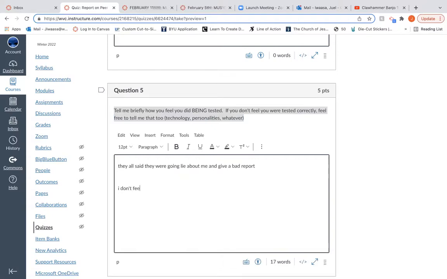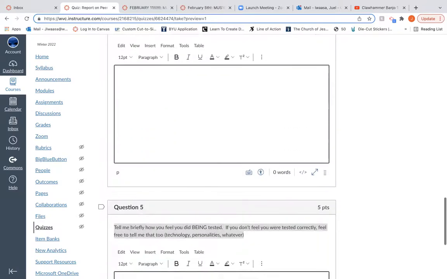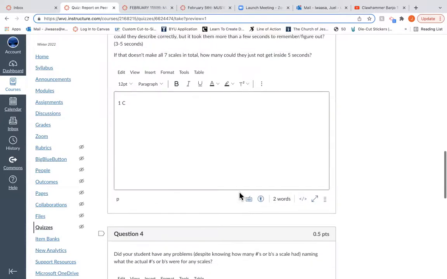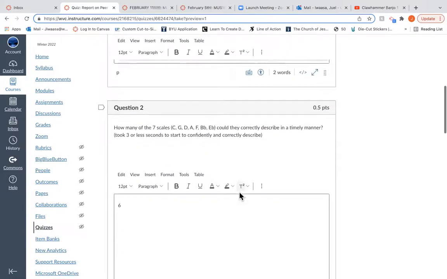Most people are fine. But if you do feel like you were unjustly graded, you can tell me about that. Now, you don't get any points if you get them all right or wrong, but it is a way for me to check and see where you're at, and for you to check and see where you're at if you are tested. How would you do on those? Okay. So that's what we're doing today.